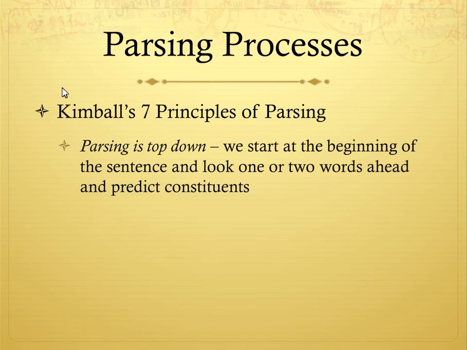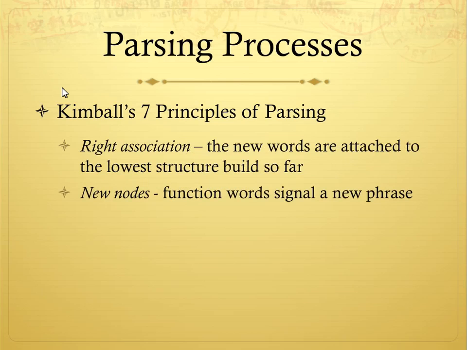So parsing is top down. We start at the beginning of a sentence and look 1 or 2 words ahead. Remember, because of foveal vision, we can only get so many things in our focus vision at once. And so we'll look 1 or 2 words ahead and we'll predict what constituent comes next. So we're generating expectancies about what words we would expect next. Okay. By creating this parse tree, there's a right association. So new words on the right are attached to the lowest structure so far. So as we're building this sentence, the next rightmost word, because English is a left to right language, gets attached to the next little tree.